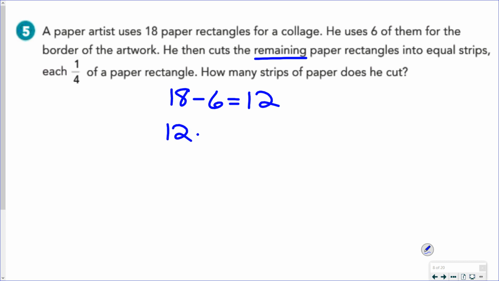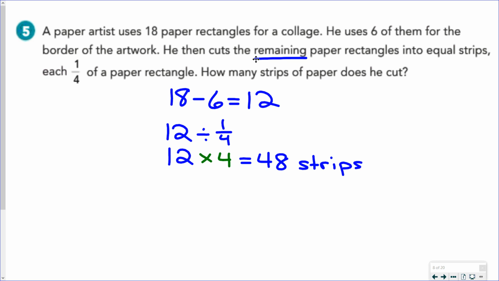Well, the remaining would be 12. And we would divide that by 1/4. So that would essentially become 12 times 4. And 12 times 4 is 48. And it would be 48 strips because the question says how many strips.